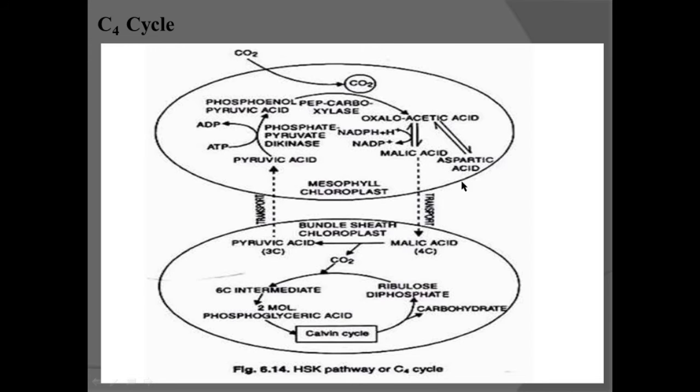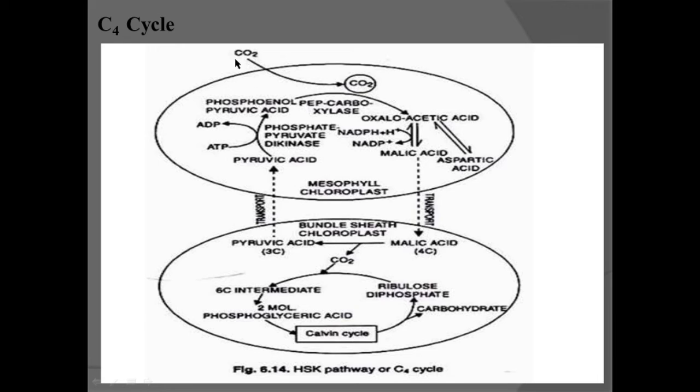Students, look at this picture. This is the complete photograph of C4 cycle. The C4 cycle occurs in two cells of chloroplast. One is mesophyll cell and second one is bundle sheath cell of chloroplast.